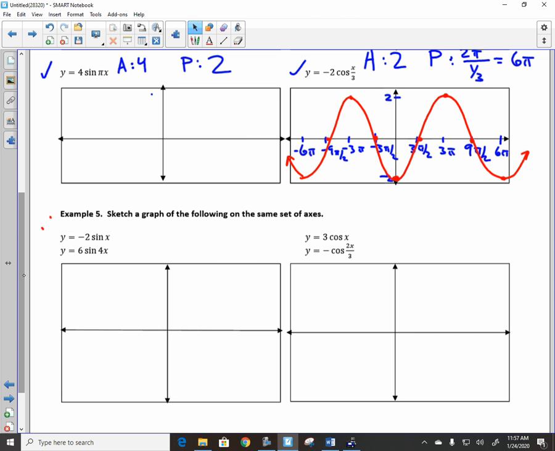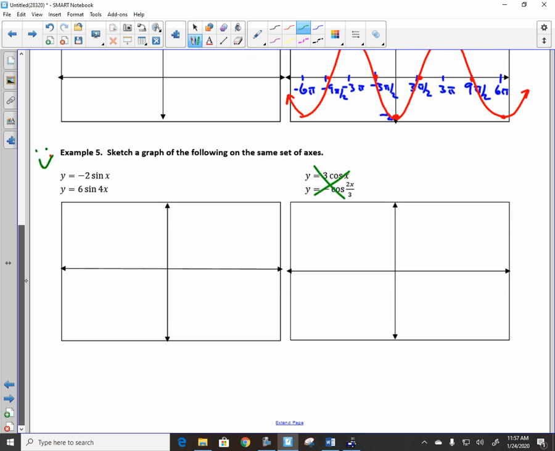Okay, we try the last one together. We are not going to do this one, but we are going to do this one. I like this one because this really tests how well we understand this process today. Y is equal to -2 sine of x, and y is equal to 6 sine of 4x. What is the amplitude of the first one? And the bottom one is 6.